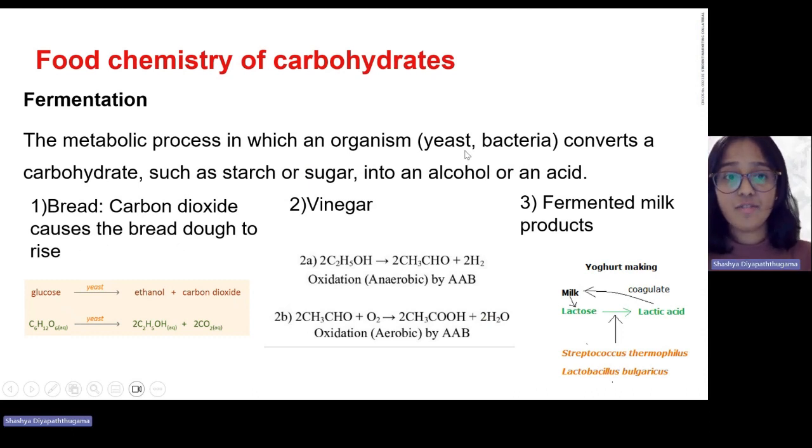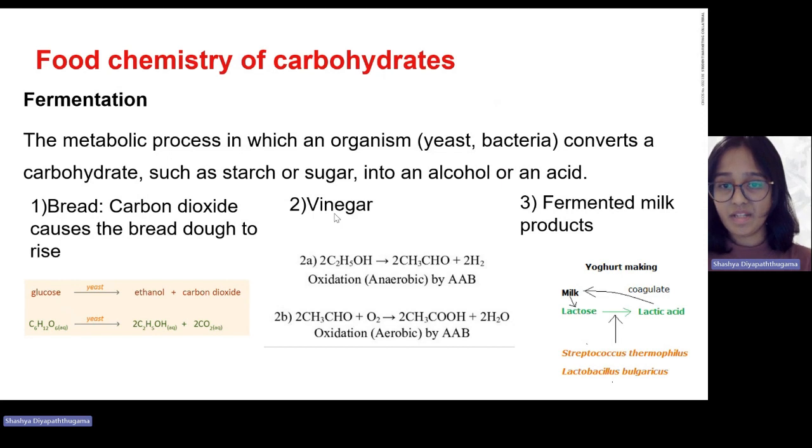The next reaction is the fermentation. Fermentation is a metabolic process which converts a carbohydrate, like a starch or sugar, into an alcohol or an acid, and this needs an organism. It may be yeast or bacteria. So fermentation happens in bread, where glucose, with the help of yeast, produces ethanol and carbon dioxide, and this carbon dioxide helps the bread dough to rise.